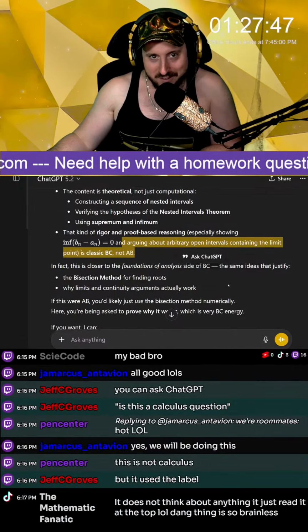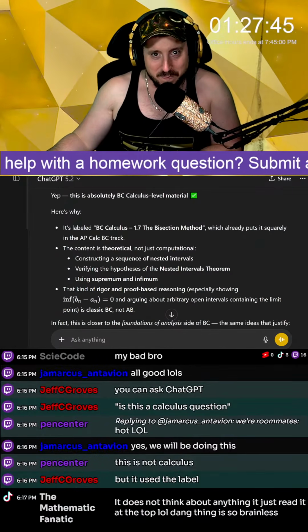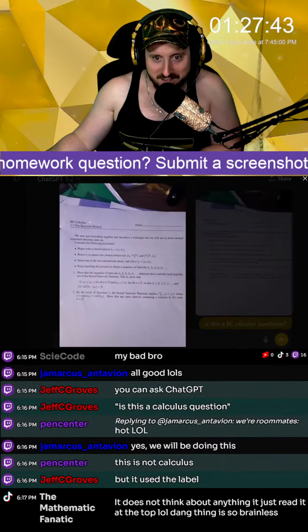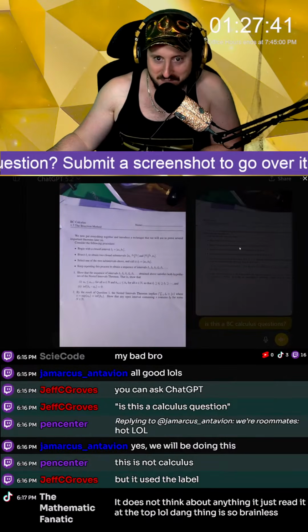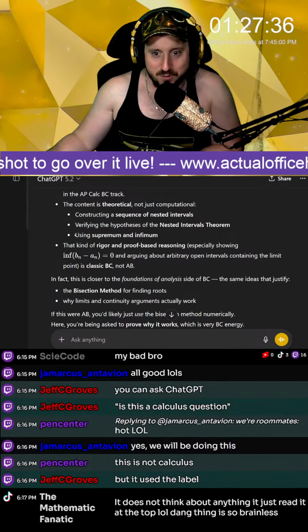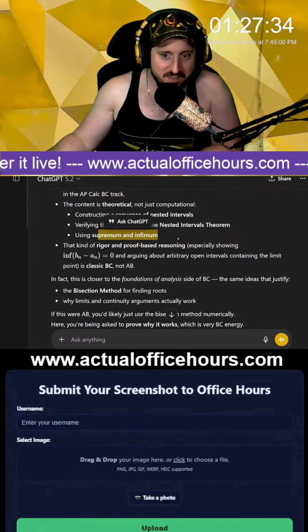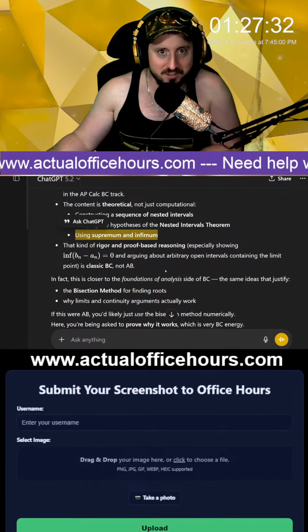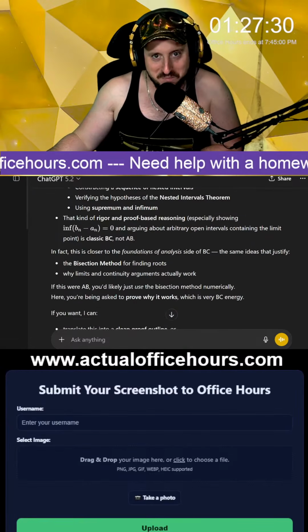No. Yeah, exactly. I know what it did. It read here saying, oh, this is BC calculus. Using the supremum and the infimum, this is real analysis, dog. This is not calculus. Bro, it says BC in the photo.